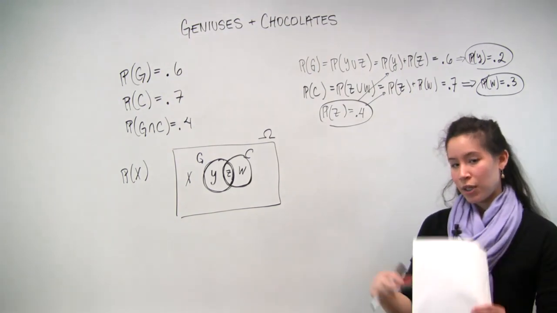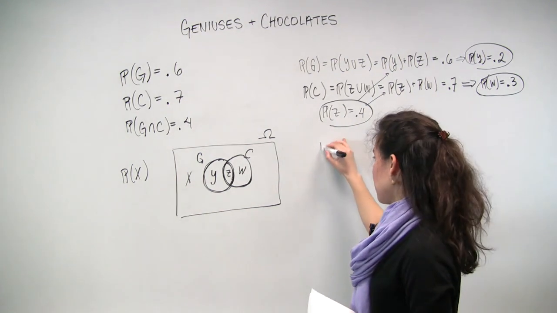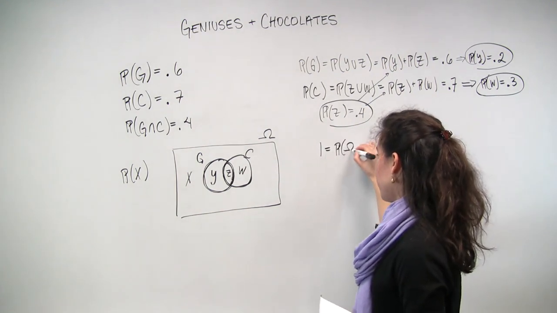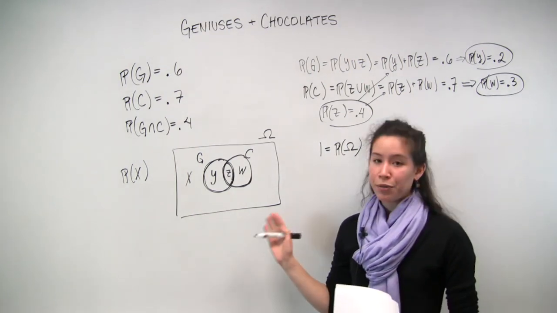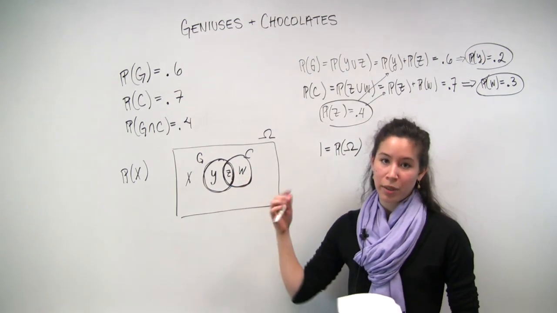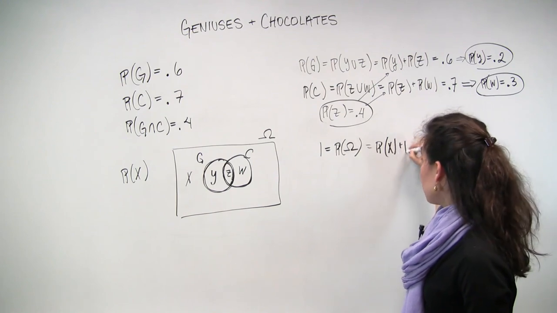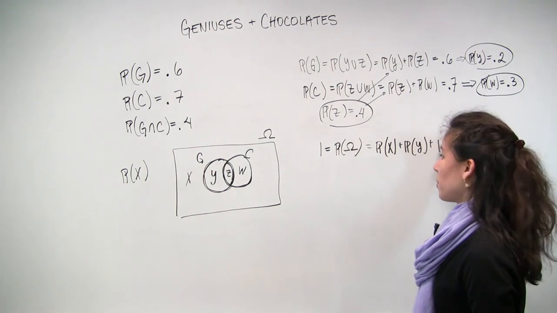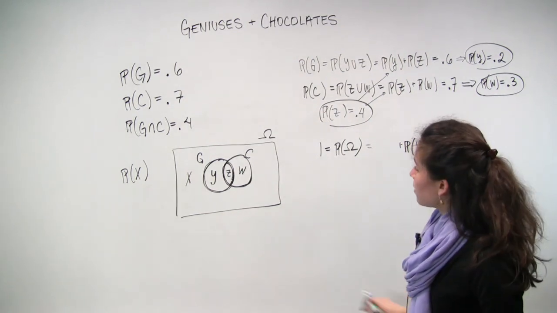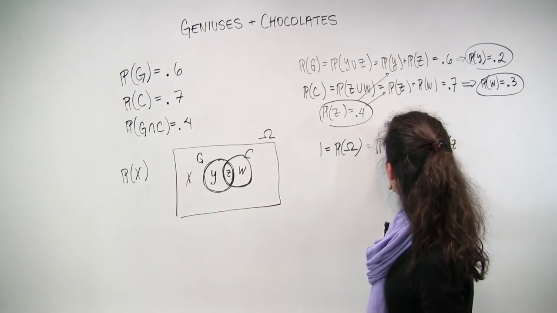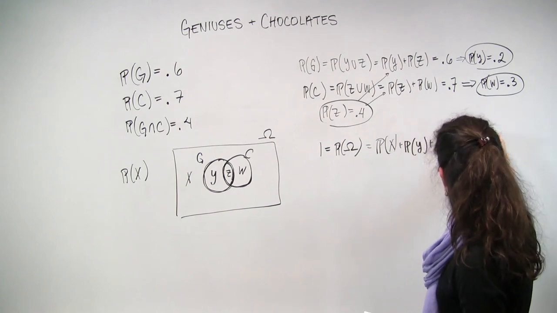So the way we finally put all of this information together to solve for X is we use the axiom that tells us that 1 is equal to the probability of the sample space. And then we're going to use this really helpful fact that X, Y, Z, and W form a partition of omega to write this as probability of X plus probability of Y plus probability, oops, I made a mistake. Hopefully you caught that. Oh no, I'm right. Never mind. Probability of X plus probability of Y plus probability of Z plus probability of W.